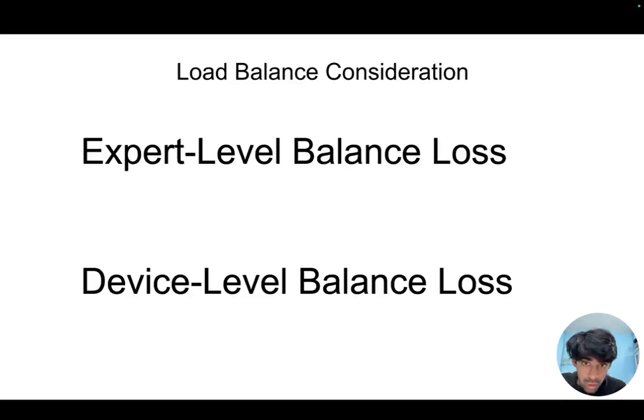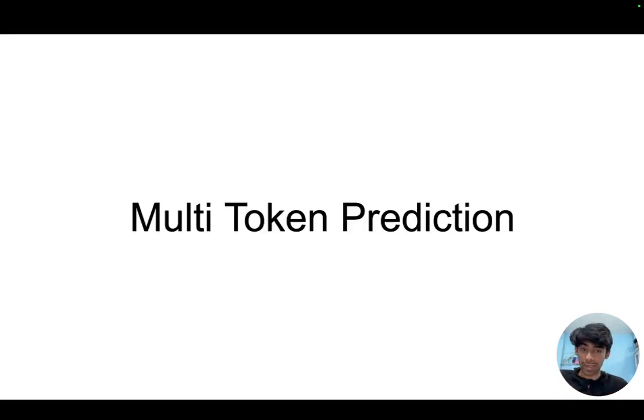Now there are two more concepts: the expert level balance loss and the device level balance loss in the load balancing consideration. I would pin the paper in the description. You can go and read, because that is very simple and you will be able to understand that. And we can move to the next part. So now we have covered two things: multi-head latent attention, and the whole concept of fine-grained experts, the DeepSeek MoE. Now we'll come to multi-token prediction.